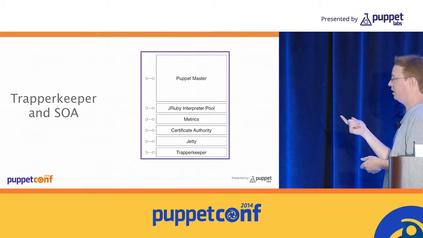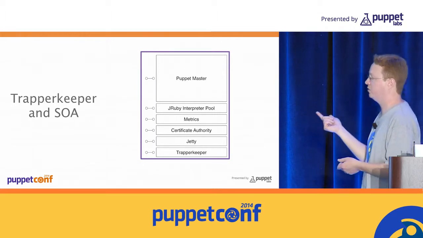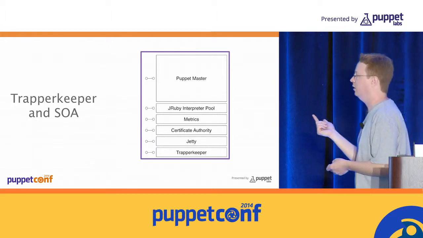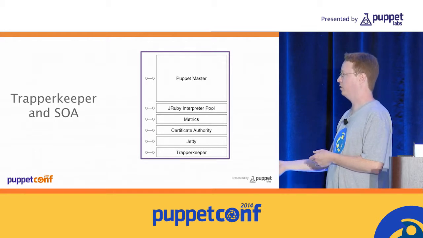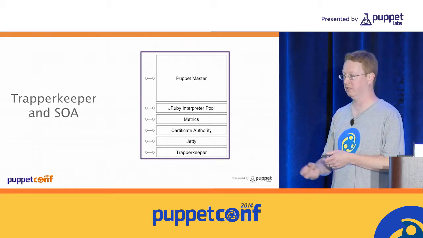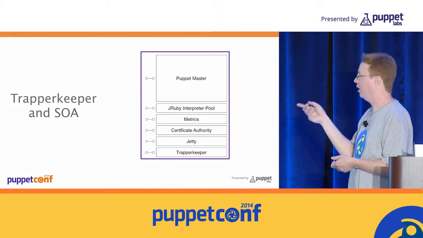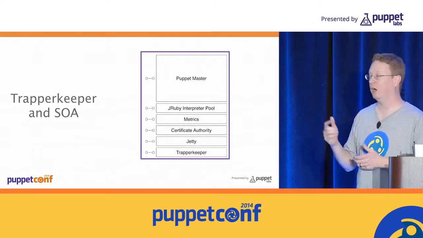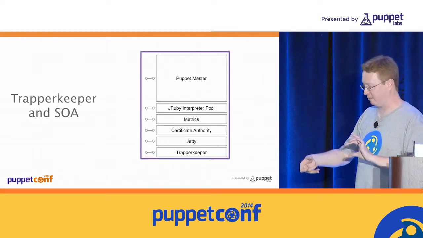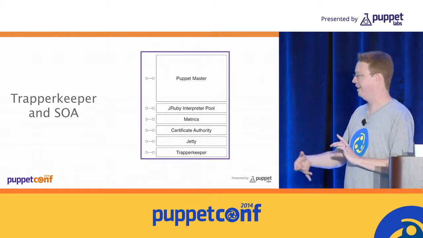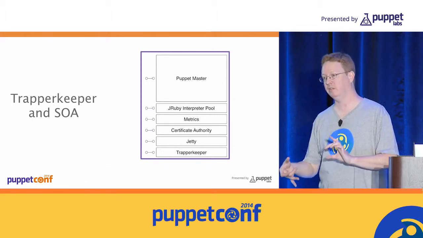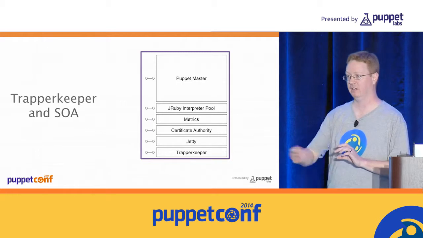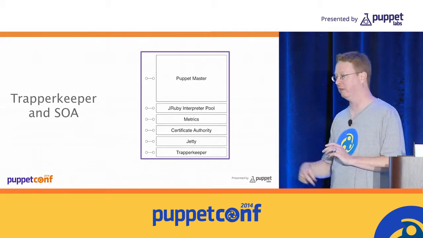So you've got the embedded Jetty web server. You've got our new certificate authority service, which is like the first service that we actually ported over to Clojure from the existing Ruby code base. You've got the metric service that I mentioned. You've got a service that acts as like a pool, a handler, a container for all the JRuby instances that we fire up, so other services can ask it for a JRuby instance when they need one.